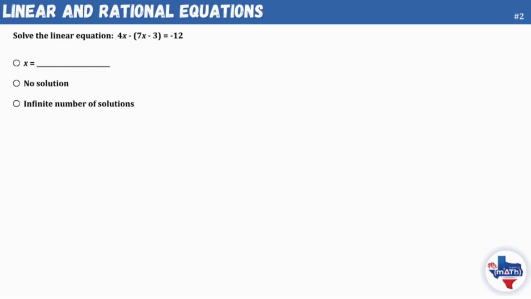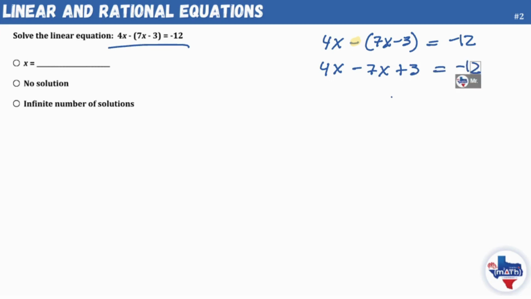On this new problem, we have the equation 4x minus parenthesis 7x minus 3 equals negative 12. So let's do exactly the same process. First thing we need to do here is resolve that negative there. That negative will affect the entire parenthesis in front of it. So we'll have 4x minus 7x plus 3 equals negative 12.